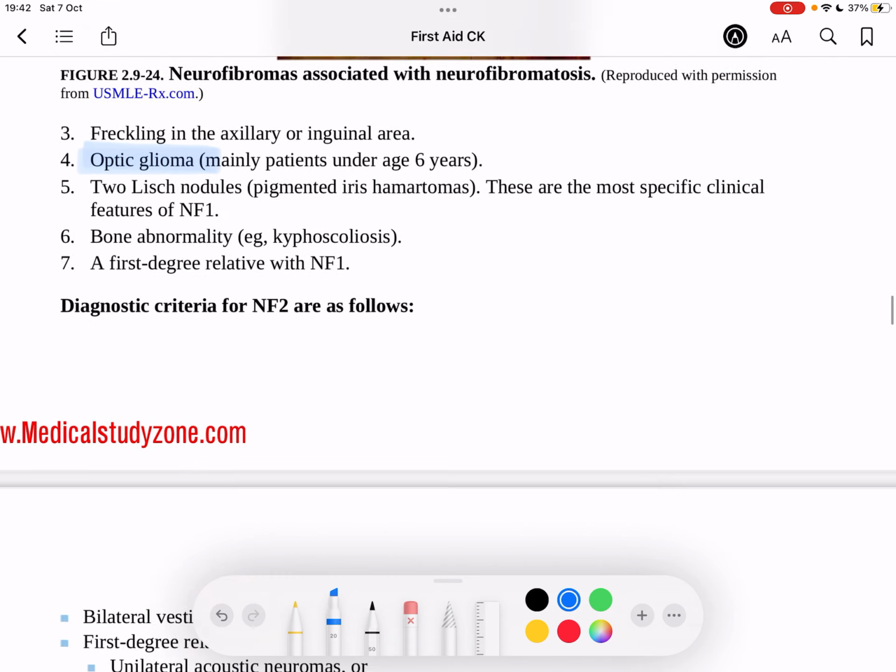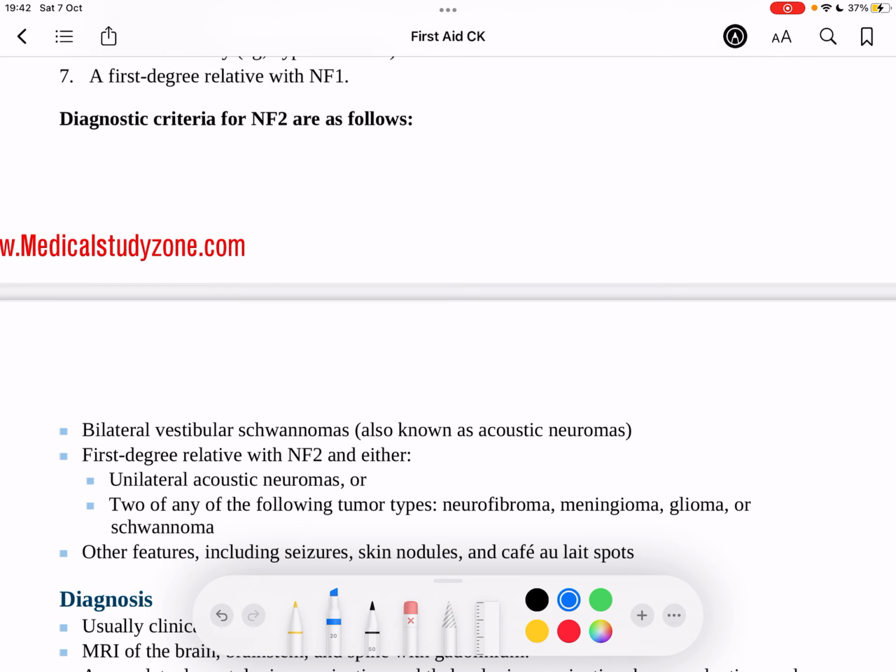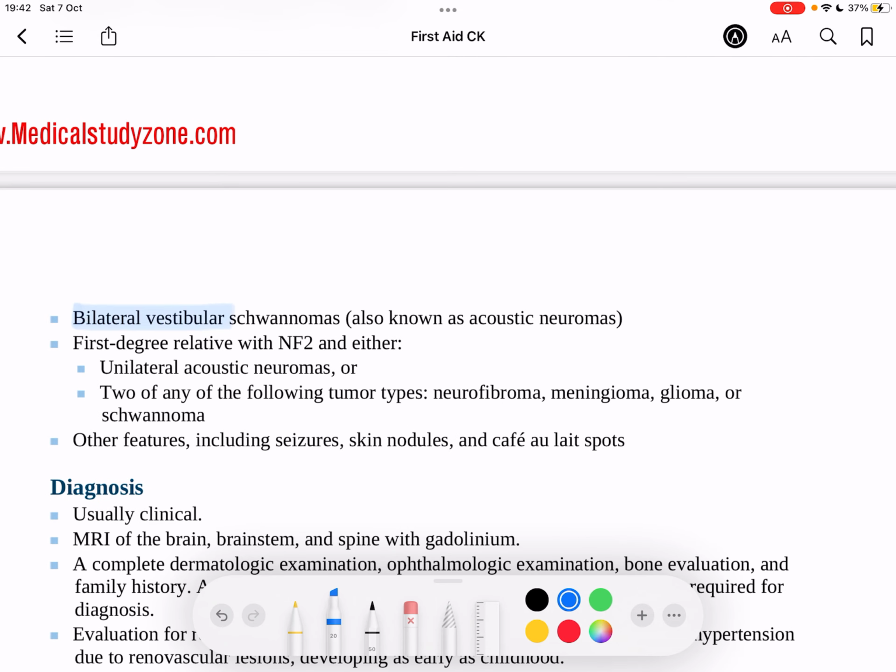Then the diagnostic criteria for NF2 are as follows. Bilateral vestibular schwannomas. We have discussed this in the CNS tumours section. And then a first degree relative with NF2 and either unilateral acoustic neuromas or two or more of the following types: neurofibromas, meningiomas, gliomas, or schwannomas. Other features including seizures, skin nodules, and Lisch spots can also be seen as well.